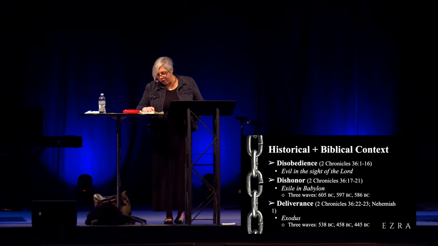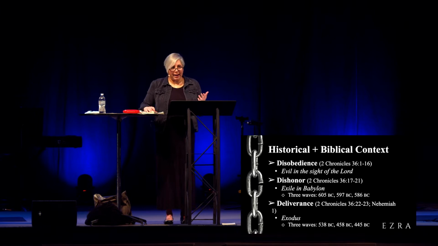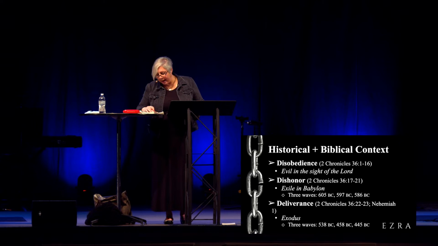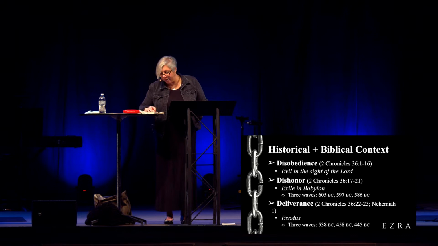In the spring of the year, King Nebuchadnezzar sent and brought him to Babylon with the precious vessels of the house of the Lord and made his brother Zedekiah king over Judah and Jerusalem. Zedekiah was 21 years old when he began to reign, and he reigned 11 years in Jerusalem. He did what was evil in the sight of the Lord his God. He did not humble himself before Jeremiah the prophet, who spoke from the mouth of the Lord. He also rebelled against King Nebuchadnezzar, who had made him swear by God. He stiffened his neck and hardened his heart against turning to the Lord, the God of Israel.